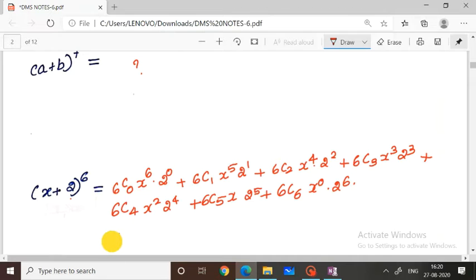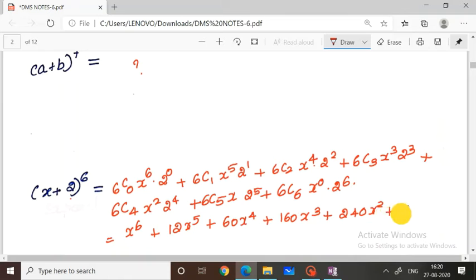That is equal to, which on simplifying, x raised to 6 plus 6 into 2 is 12x raised to 5 plus 60x raised to 4 plus 160x cube plus 240x square plus 192x plus 64. This is the answer.